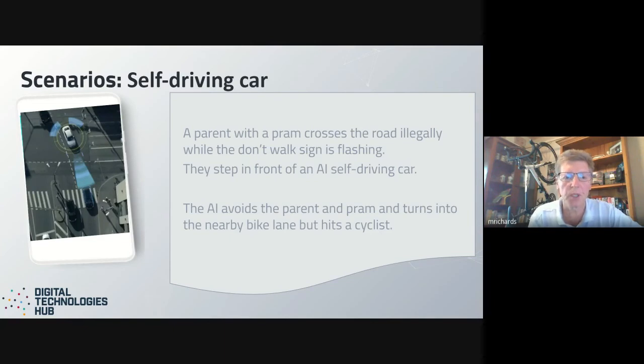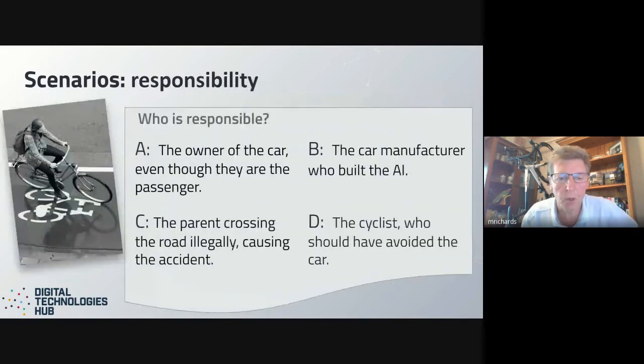But in this one here, we're just using a parent with a pram crossing the road illegally while the don't walk sign's flashing. Because that's happened, the AI has avoided the person in front of them. But in doing so, in avoiding the pram and the parent, the car's driven into a cyclist. So let's have a look at what some of the options are here.